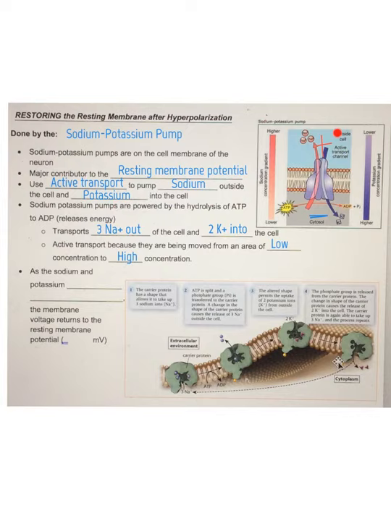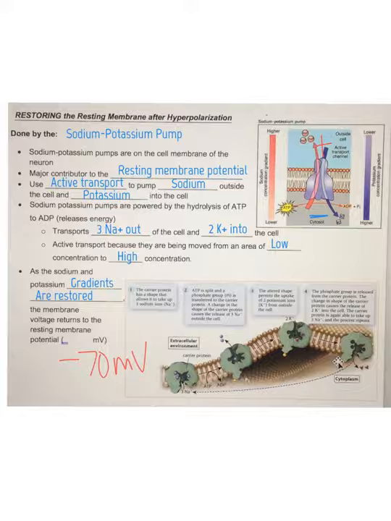So as the potassium and sodium gradients, meaning the concentration gradients, over here, this is the concentration gradient. We have low here, we have high here. Once the sodium and potassium gradients are restored, the membrane voltage returns to the resting membrane potential. And hopefully I'm boring this enough into your brain that you know that the resting membrane potential now is negative 70 millivolts. Okay, so this diagram here is just kind of showing you that in more detail.